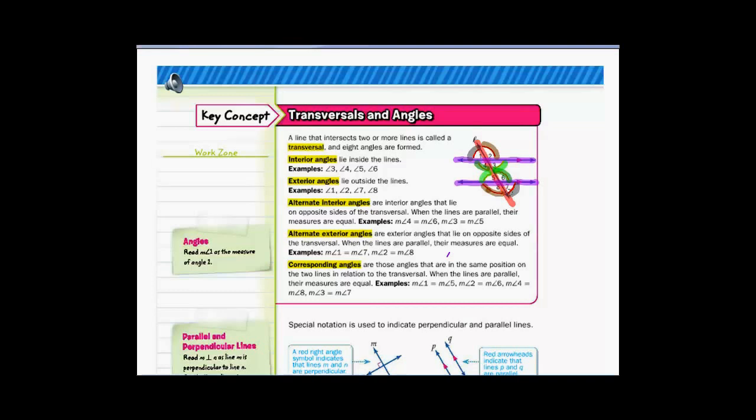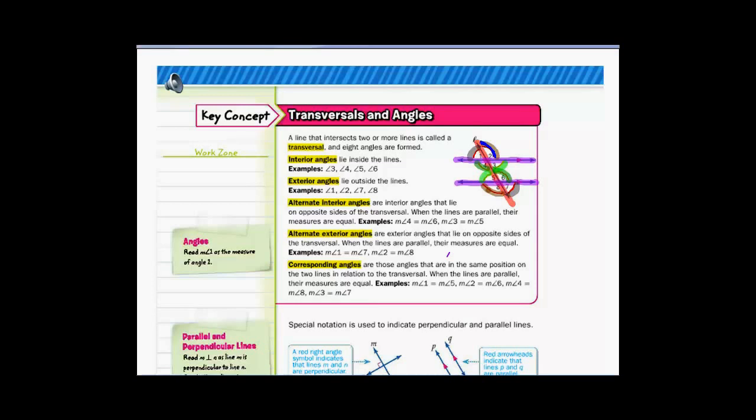Now, here's what I want you to know about the alternate. Well, let me do one more before we do that. Let's talk about corresponding. So corresponding angles, hope it's not getting too confusing with all these colors on here, but I just want to show you how things are related. Corresponding are things that go together, things that have a relationship. So ones that are in the same position.